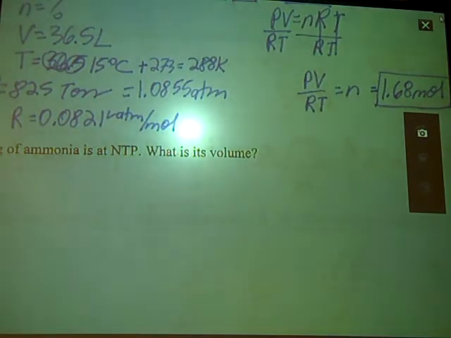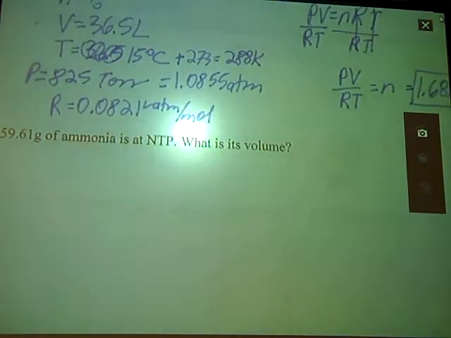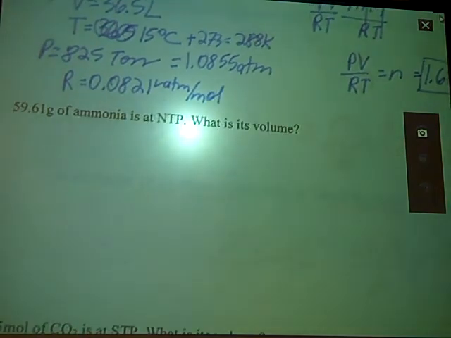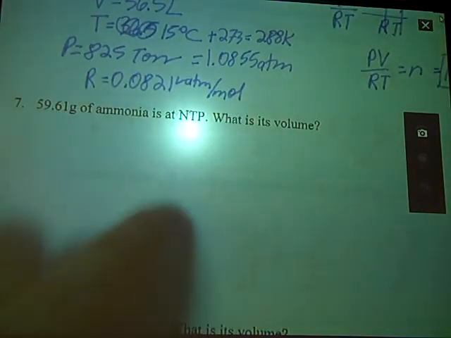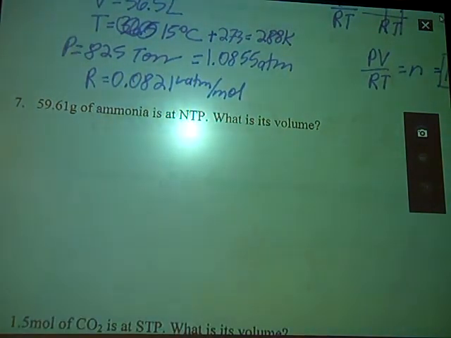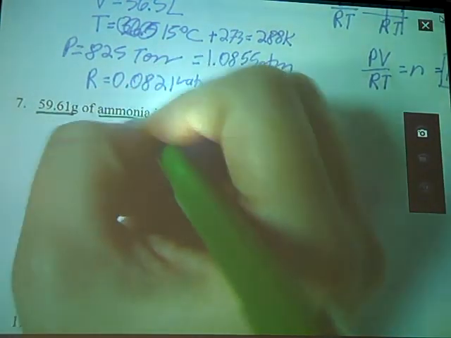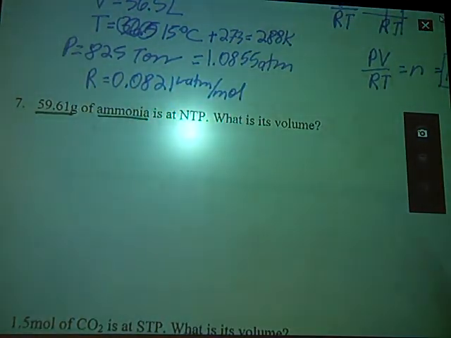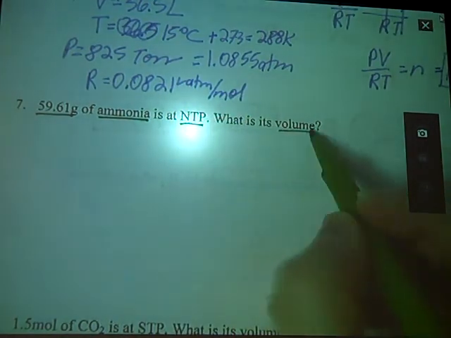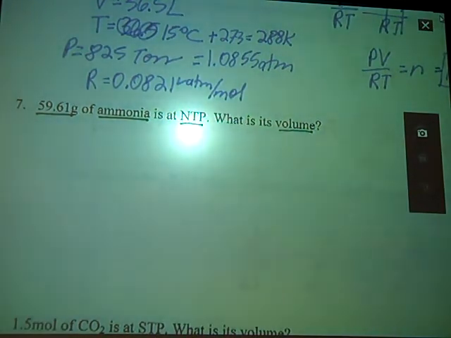Let's do one more example before we close out this one for today. Let's go ahead and just look at number 7 here on my sheet. It says 59.61 grams of ammonia. So I have a thing this time. At NTP, what is the volume? So nothing's changing. We didn't add or subtract.